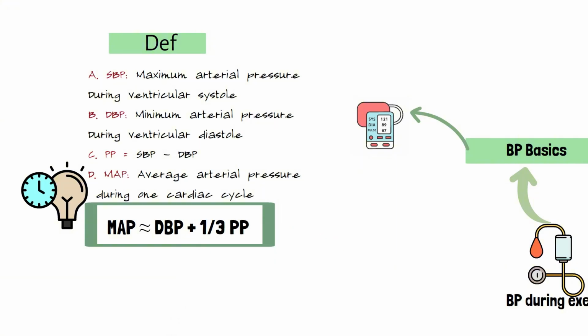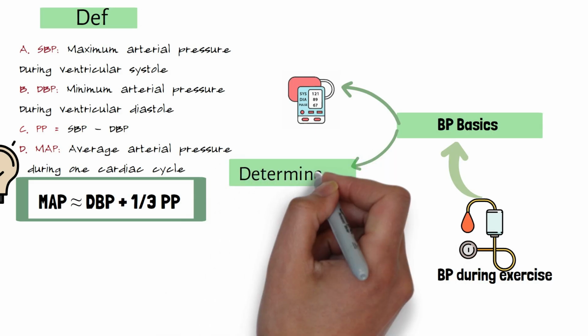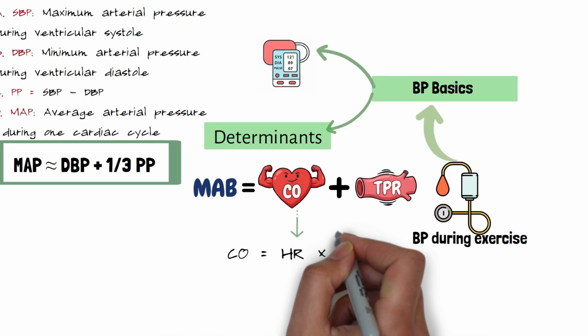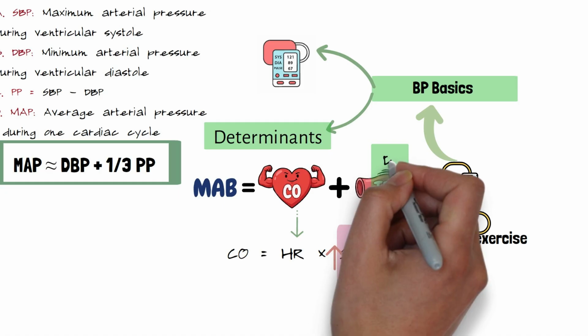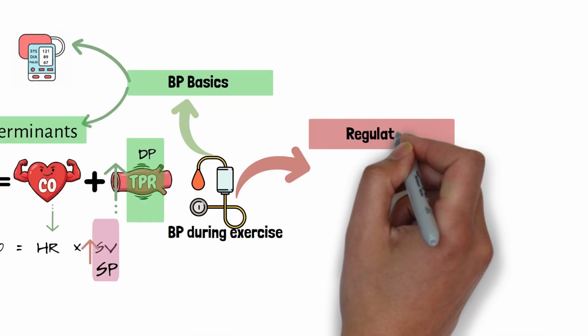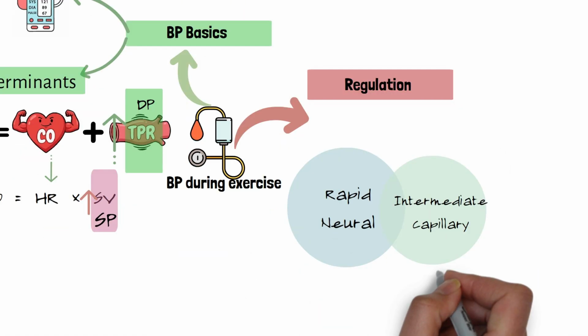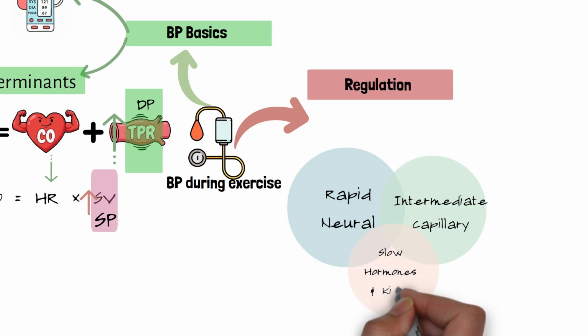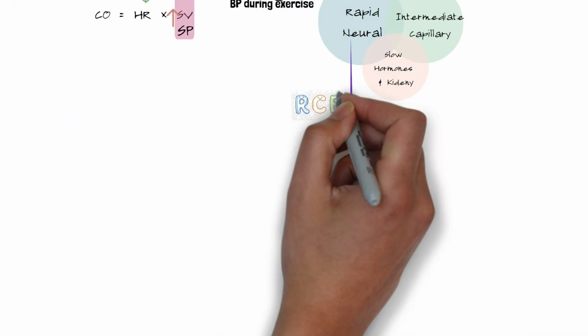Then we discussed the three major components that affect the blood pressure, which are heart rate, stroke volume, and total peripheral resistance. Remember, S4S: systolic is mainly affected by the stroke, the diastolic is mainly affected by the resistance. Then we started talking about the regulation of blood pressure.